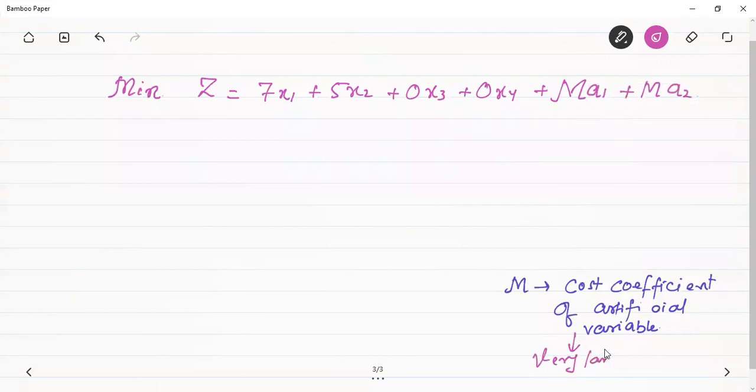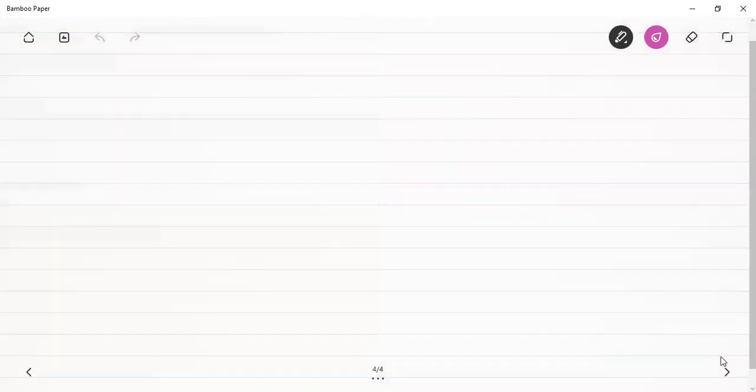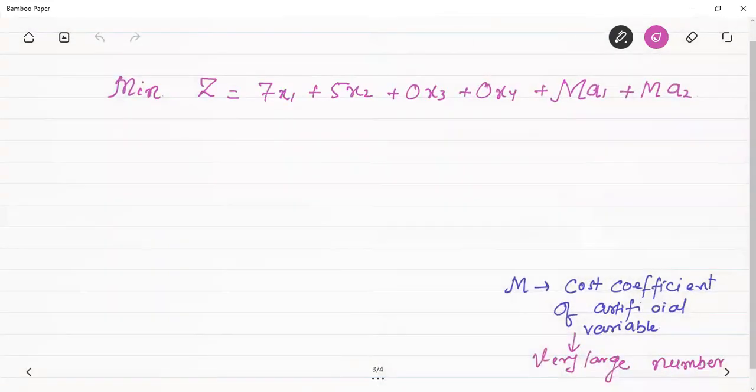It can be lakhs, 10 lakhs, crores. It is a very large number, and this is the cost coefficient of the artificial variable. Since this is a very big number, this method is also known as the big M method. The method we are discussing today is known as the big M method because the cost coefficient M is very large. M is a very big number, so often this method is known as the big M method. You can see it in the books as well.